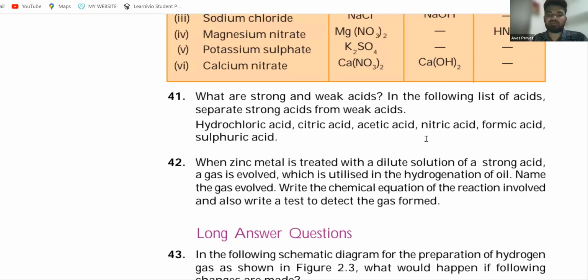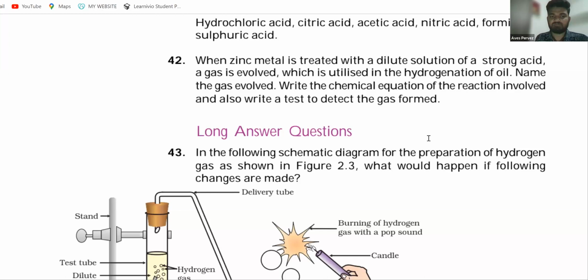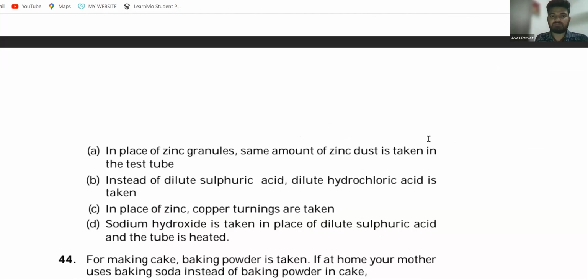Okay, sir, got it. So for this question, we can also write sulfuric acid, right? Yes, you can write sulfuric acid also. Okay.